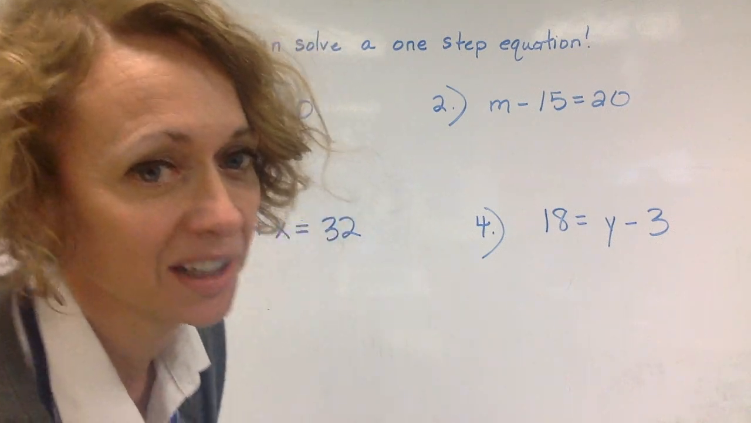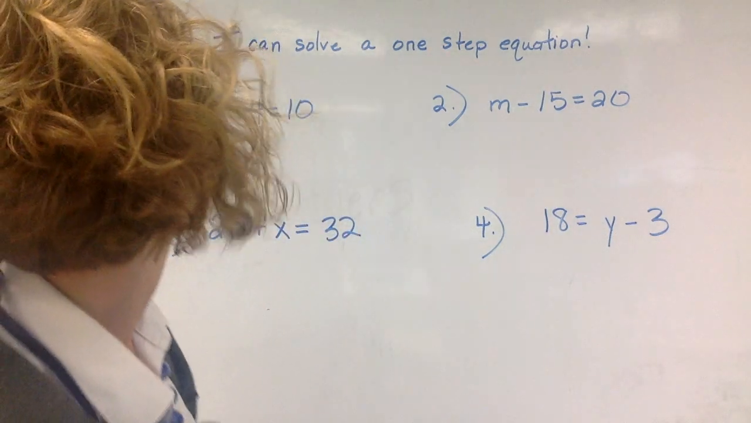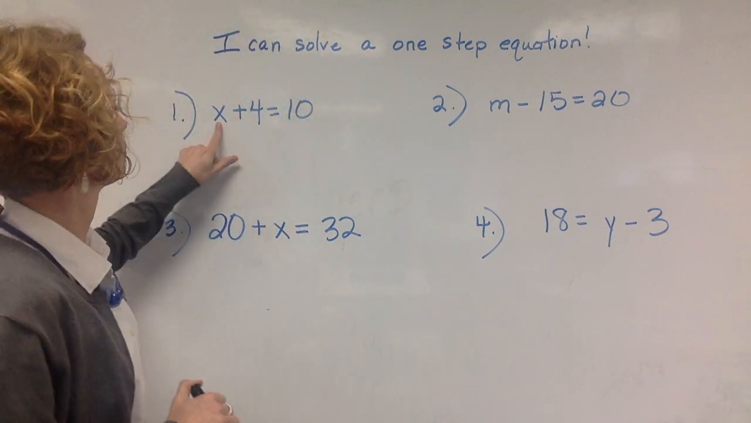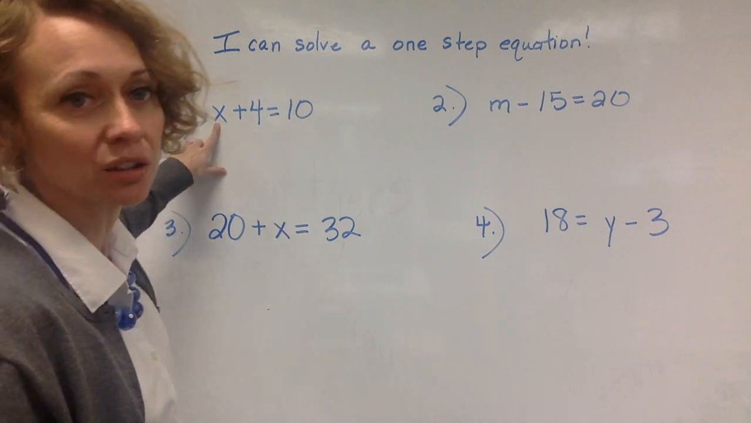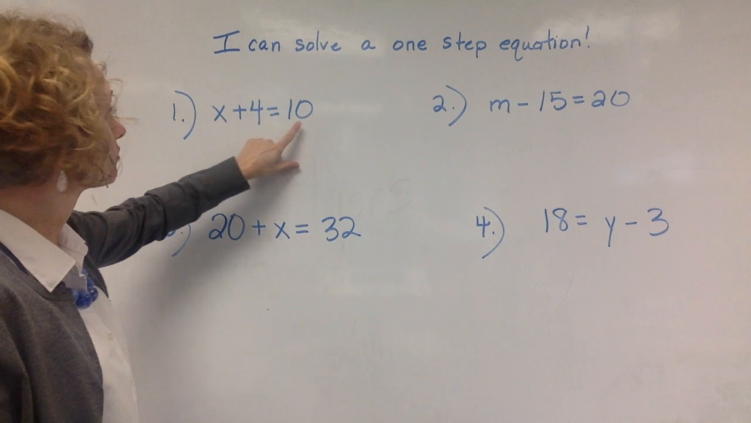So let's just look at some examples together, and I'm going to show you how I show my work to get the solutions. So let's look at the first one. It says x plus 4 equal to 10. And you know that when you're solving an equation, it's just like a sentence. You want to know what x stands for as a number. What's the unknown number represented by x plus 4 that gives me 10?